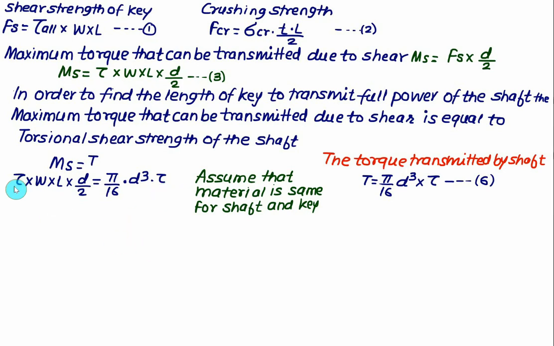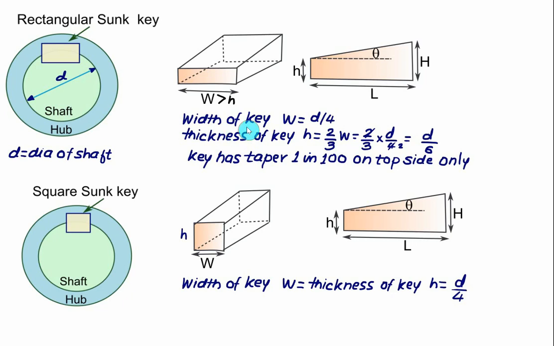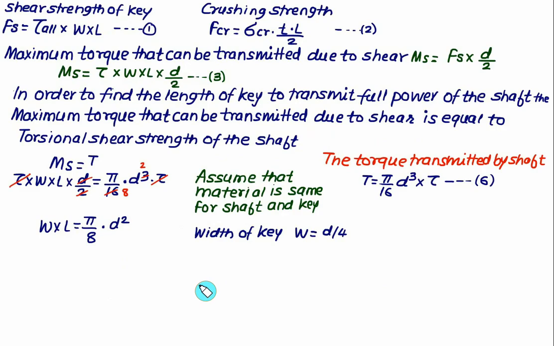Let's solve for L here. So tau gets cancelled on both sides. This 2 gets cancelled and we are left with 8. One D gets cancelled, and instead of cube we have D square. So in this case, we get W into L equal to pi by 8 into d square. The standard dimension of the width of the key is W equal to d by 4, where d is the diameter of the shaft. So we take the width of the key W equal to d by 4. We replace W with d by 4 multiplied by L equal to pi divided by 8 multiplied by d square. Again one d will be cancelled and one d is left here. This 4 is cancelled and 2 is left.